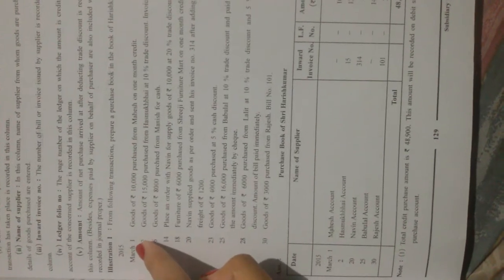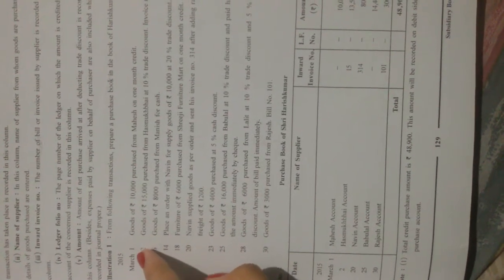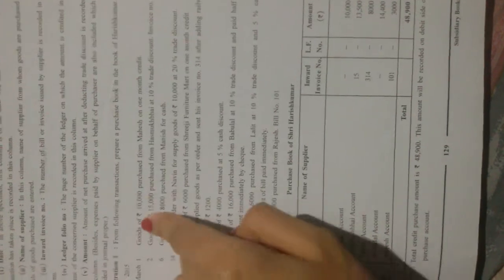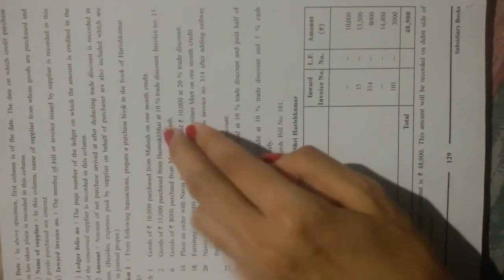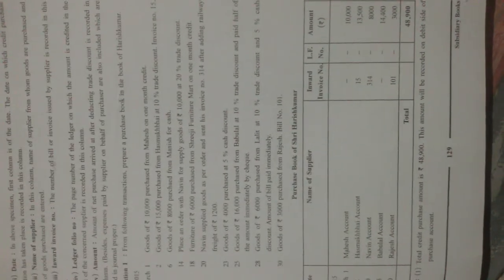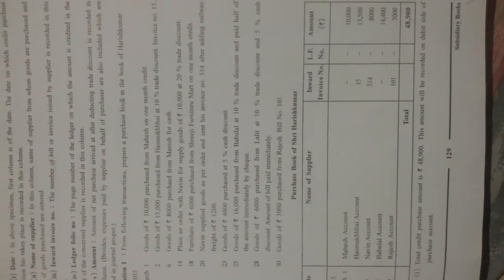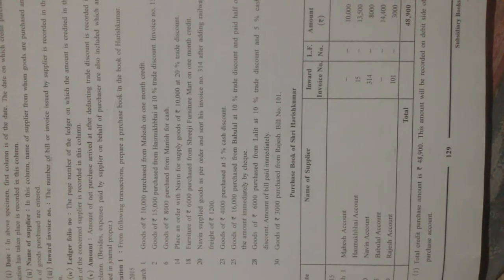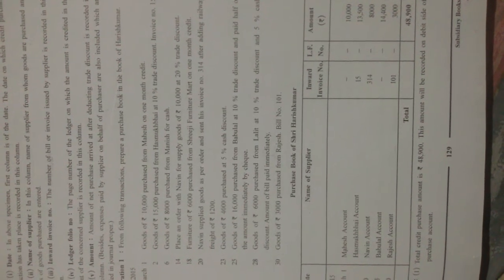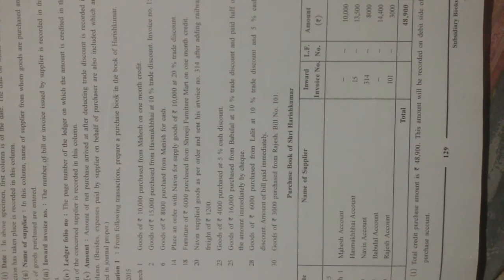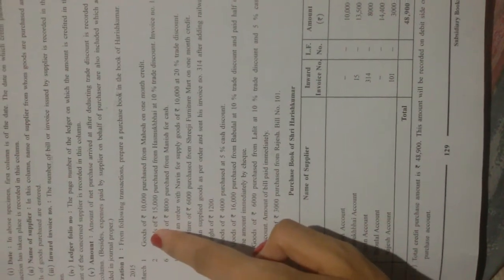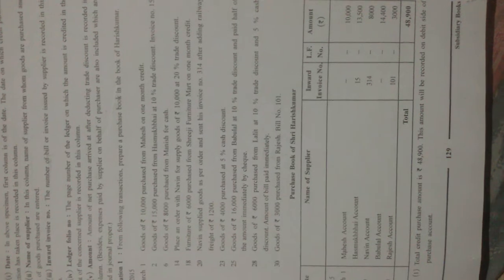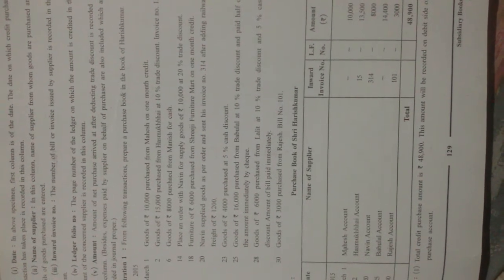So the first transaction happened on 1st of March. Goods of rupees 10,000 were purchased from Mahesh on 1 month credit. You all know that only if the purchase of goods has been made on credit, only that is recorded in the purchase book. So the first transaction is goods of rupees 10,000 purchased from Mahesh on 1 month credit.